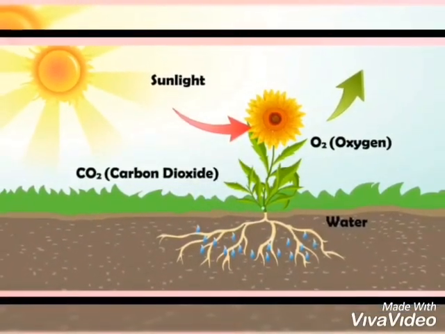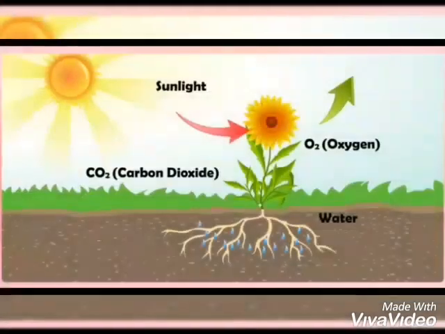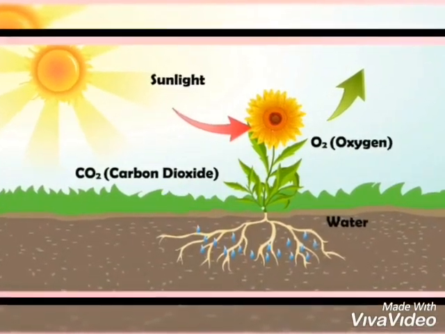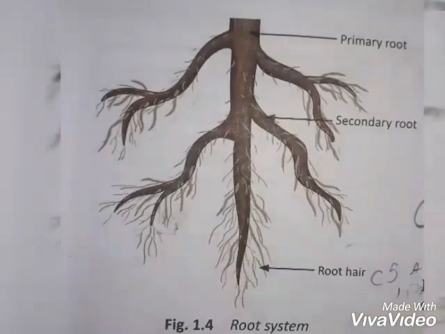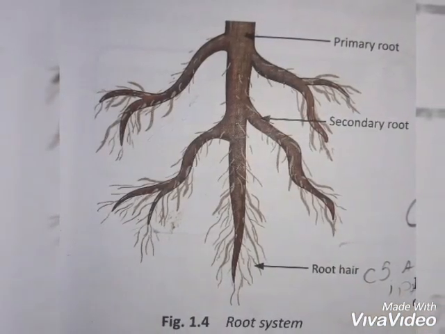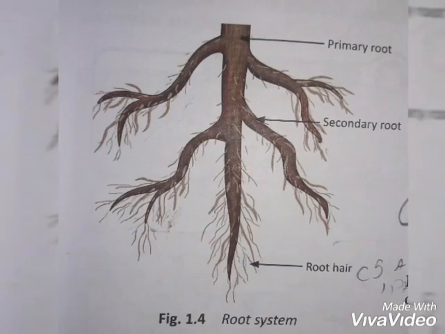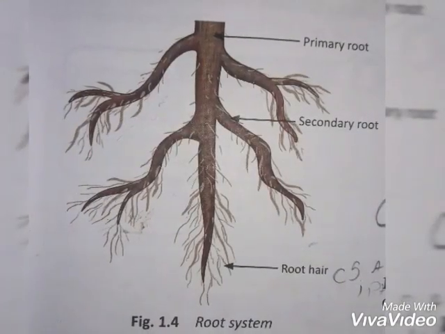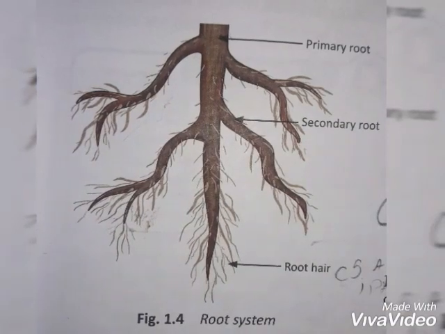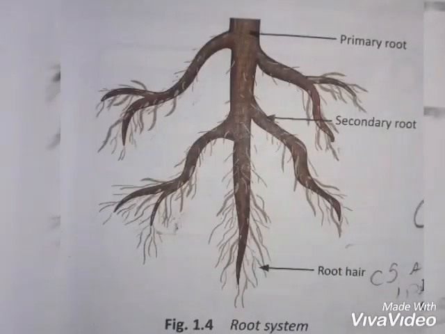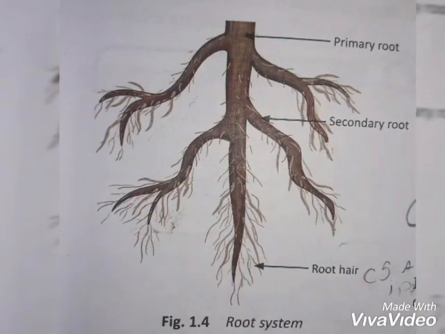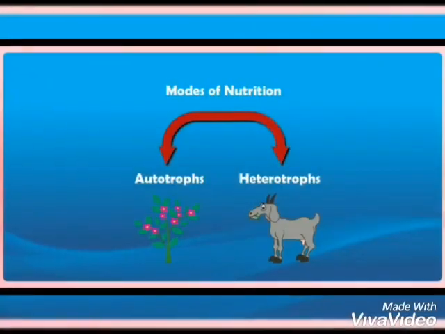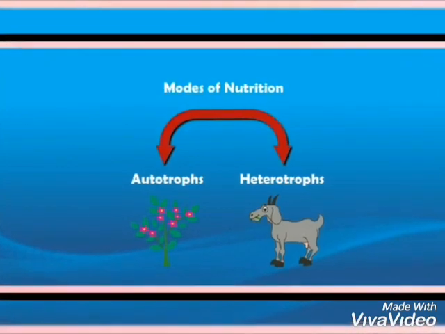Then water is absorbed by the roots of the plant. The root system consists of primary roots, secondary roots, rootlets and root hairs. Water and soluble nutrients are transported from the roots to other parts of the plant through the structures called xylem. The sugar formed as a result of photosynthesis is transported to various parts of the plant by the structures called phloem. So far, we have studied about autotrophic nutrition.